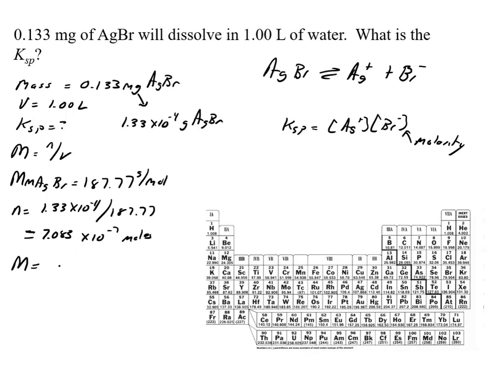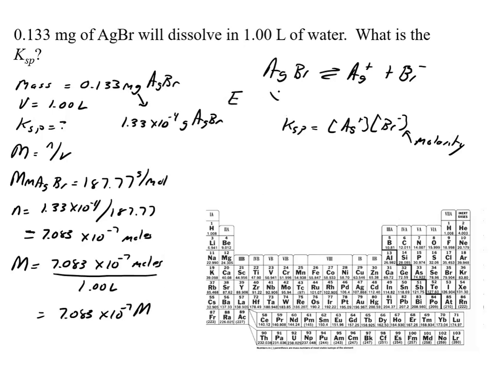And the molarity is going to be the 7.083 times 10 to the minus 7th moles divided by 1.00 liters, which of course is the same thing, 7.083 times 10 to the minus 7th molar. So at equilibrium, again, this doesn't matter. This is going to be 7.083 times 10 to the minus 7th. This is going to be 7.083 times 10 to the minus 7th.